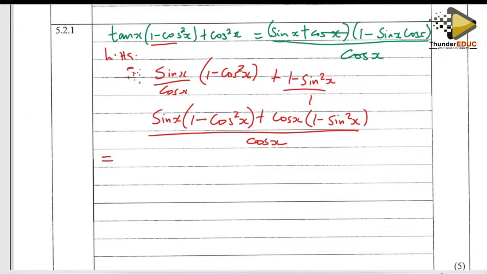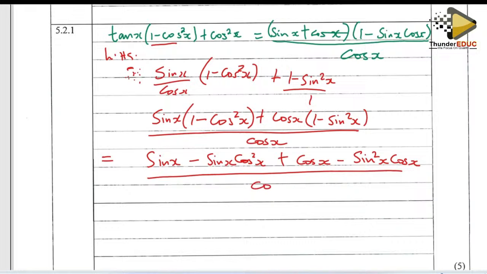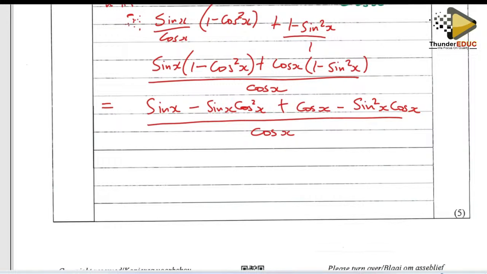Okay. Let me try to open up. I'll have sine x minus sine x cos squared x plus cos x minus sine squared x cos x. Everything is over the cos of x. Okay. What's common? This is a sine squared. This is a cos squared. Let me regroup. I'm going to group this with this, then I'll group this with that.